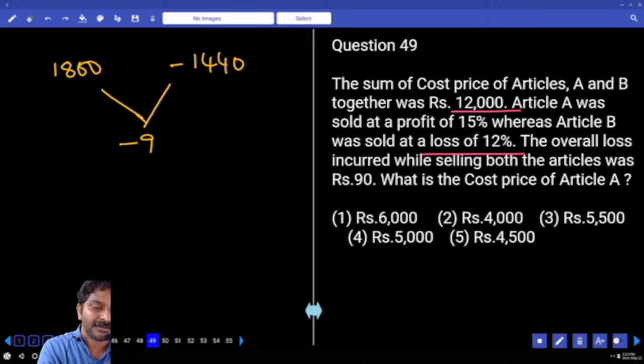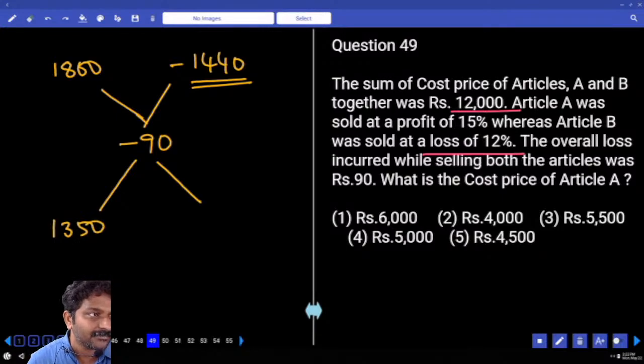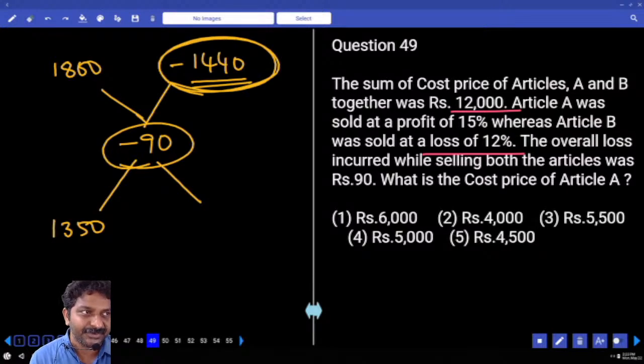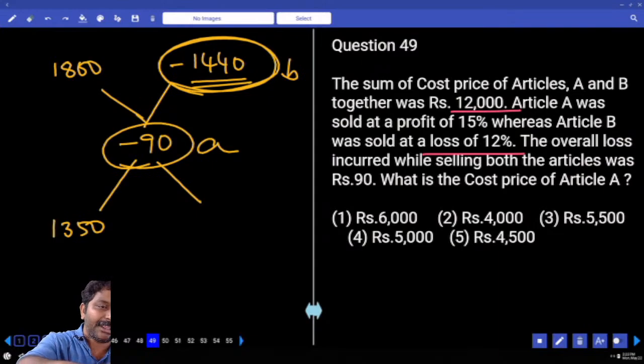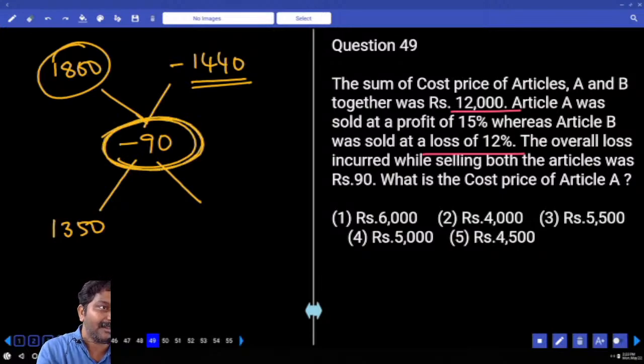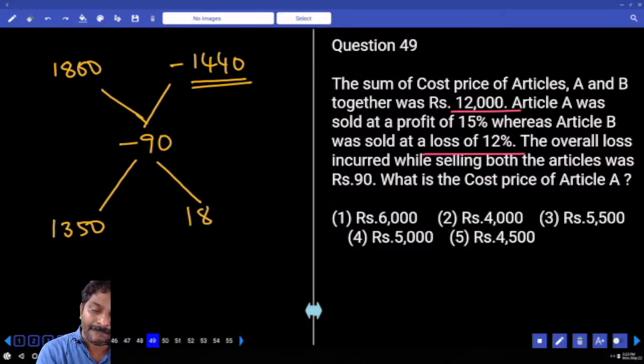How much loss? Right. Allegation. 1440 minus of minus 90, 1350. Yes. Otherwise, minus 90 minus of minus 1440. This is A, this is B, so I am doing A minus B. 1440. Yes or no? Now next from 1800 we have to subtract this number, right? Minus of minus 90 plus 90. 1800 plus 90, 1890. Zeros can be cancelled.